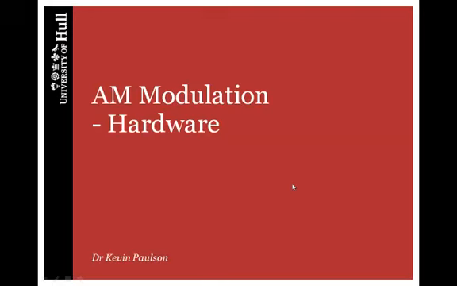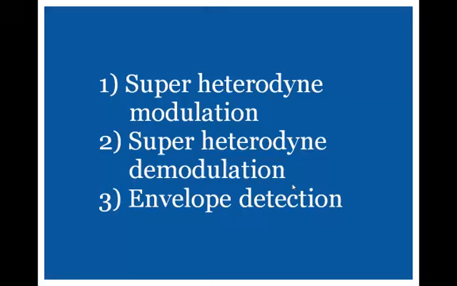In the previous MindBite, we looked at the mathematics of AM modulation. We saw that an AM modulated signal could be formed by multiplying a baseband information signal by a carrier wave. In this MindBite, we look at the hardware of how that's actually achieved. We also look at demodulation, the process of extracting a baseband signal from a modulated signal.